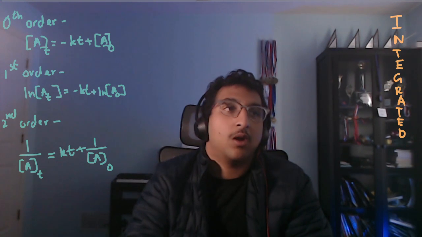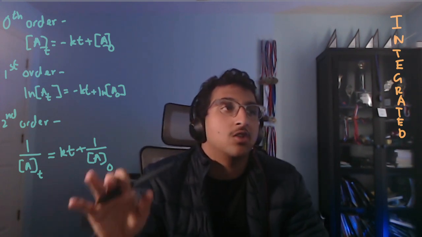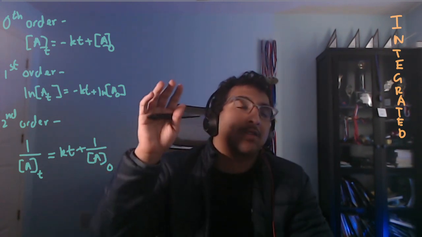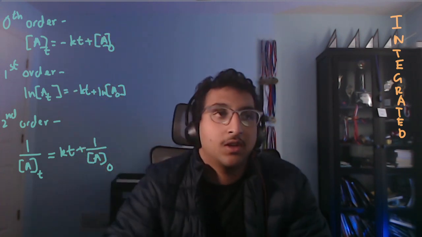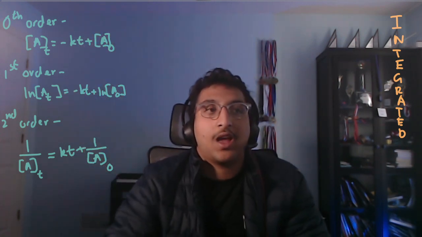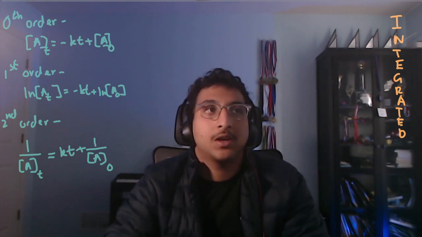I was looking at the formula sheet earlier, and it seems like it's in order though. So the equations are listed: zeroth order first, first order next, and second order after, and it also gives you the half-life, which we'll talk about later.